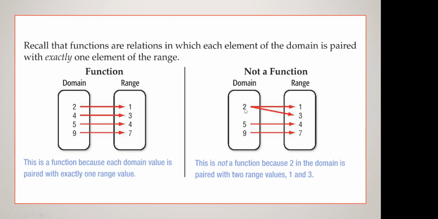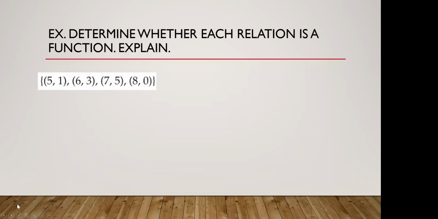Here we have a domain where this element in the domain, 2, has two possible elements in the range. When the domain is 2, then the range is either 1 or 3. Okay, so this is not a function because each element is not paired up with just one value. We have one of them that's paired up with two elements.